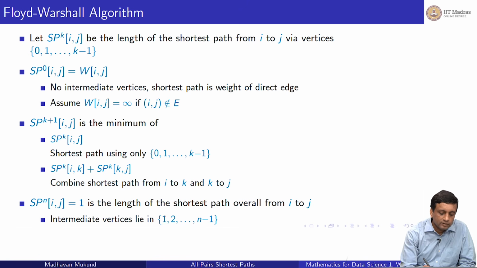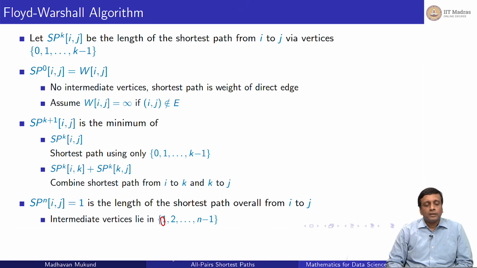And as usual, so this again has the same typo, but the shortest path matrix, if I now calculate up to the nth step, then it will tell me the length of the shortest path among all paths that go through any intermediate vertex from 0 to n minus 1, right? And that covers all possible intermediate vertices. So this will be the overall shortest path from i to j.